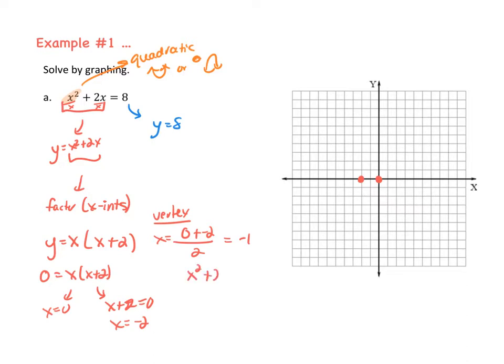So if we had x squared plus 2x, if we substituted negative 1, we get 1 minus 2, which is equal to negative 1. So our vertex has an x value of negative 1, and it has a y value of negative 1.